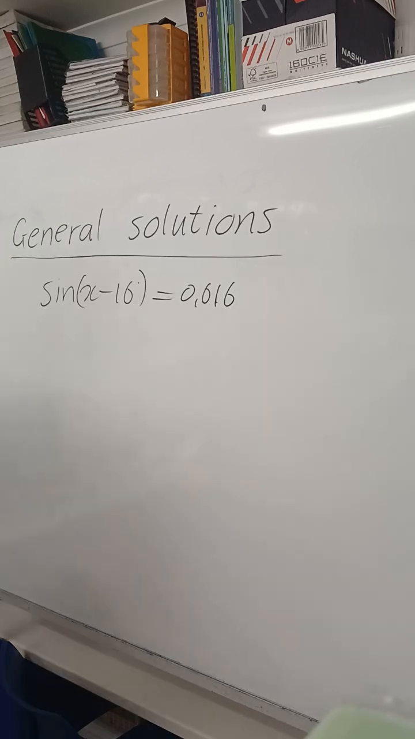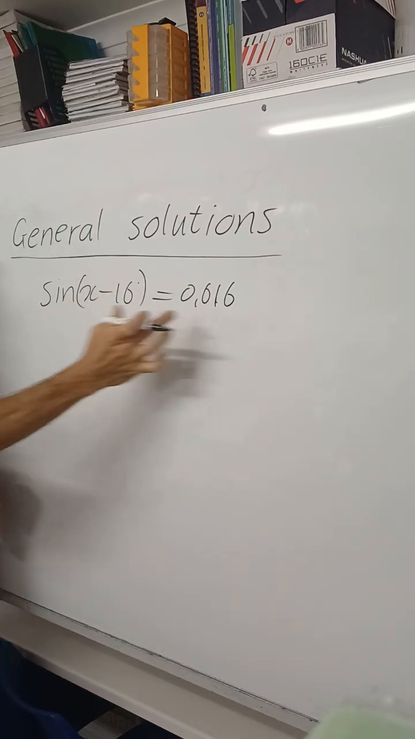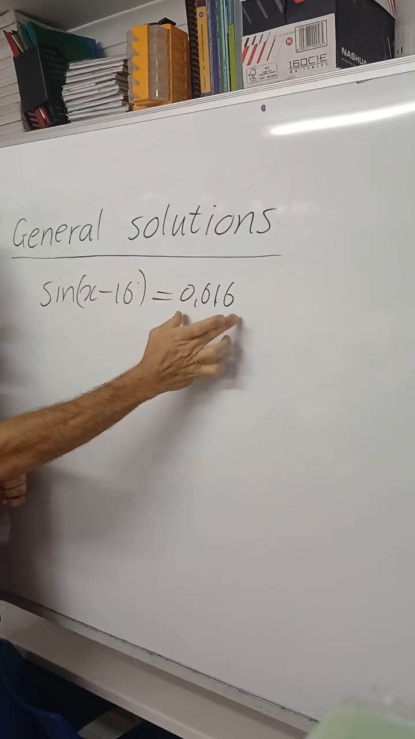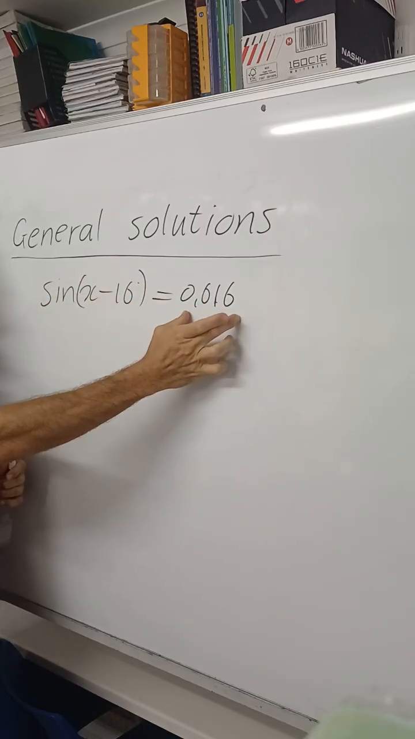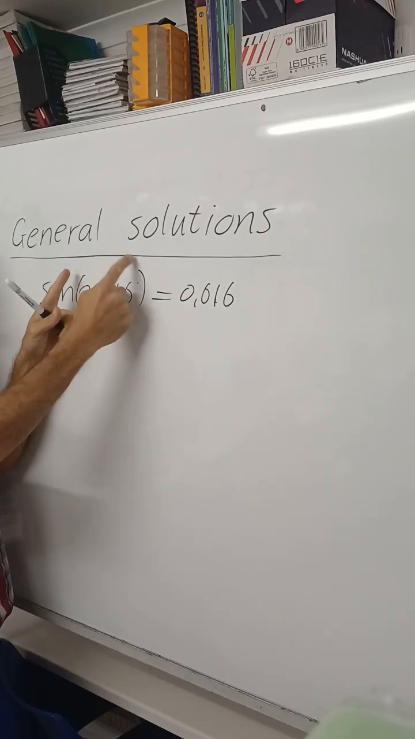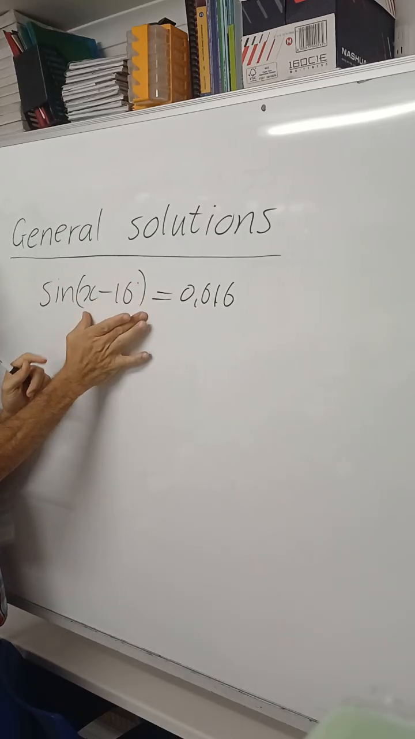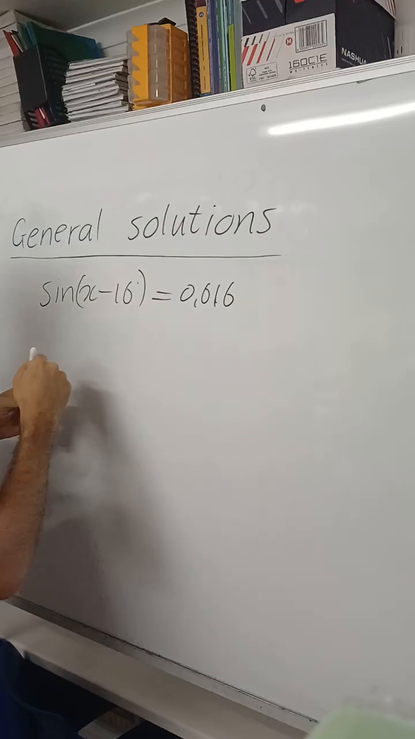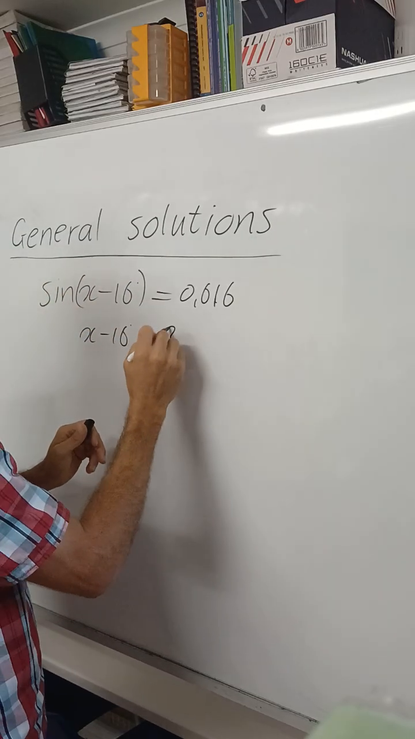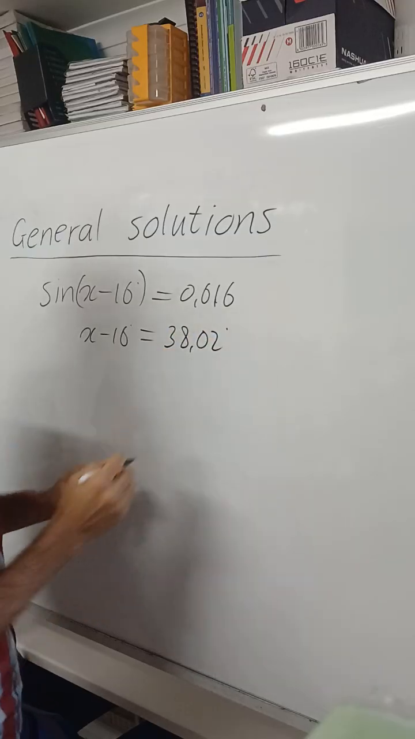Right, so when you take the sine over, you guys saw now. Shift sine, or second function sine of 0,616, gives you 38,02 degrees. So that means this thing must be 38,02. Okay, this angle x minus 16 must be equal to 38,02 degrees.